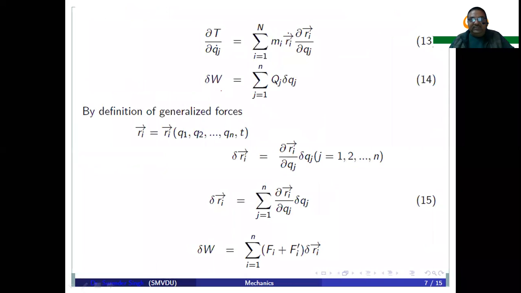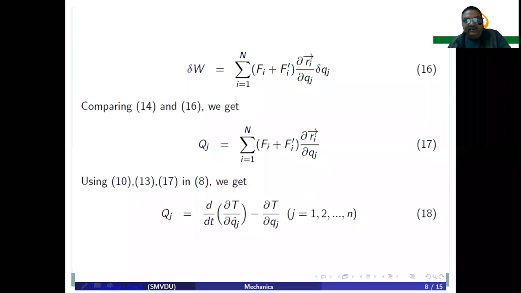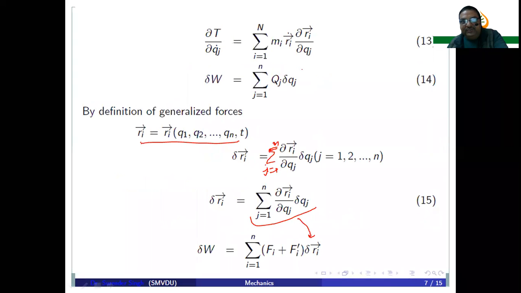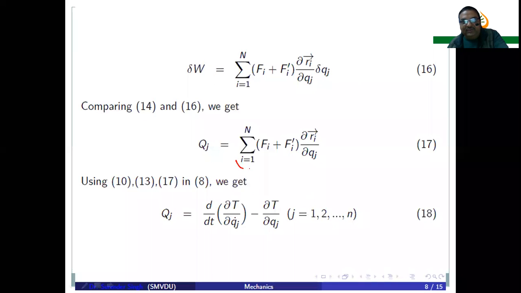Further, from the knowledge of generalized forces discussed in lecture 19, delta W, the work done, is given by Qj delta Qj, summation j going from 1 to n. By definition of generalized forces, if Ri is a function of these, then delta Ri we can write like this. In fact, the summation must be there, over all j going from 1 to n. So delta Ri gives you this quantity. And you know that delta W is force into displacement. If you substitute the value of delta Ri over here, you get delta W equal to this quantity. So if you compare 16 with 14, you get the value of Qj equal to this quantity.